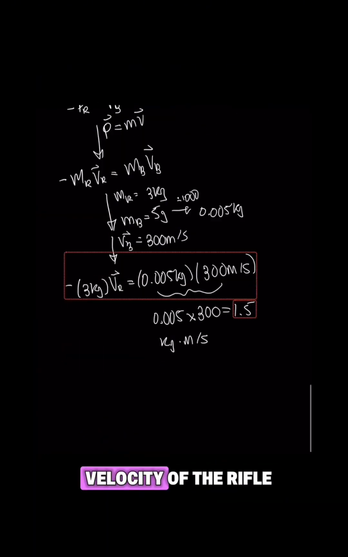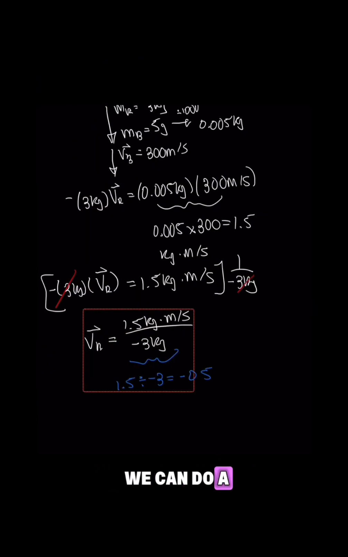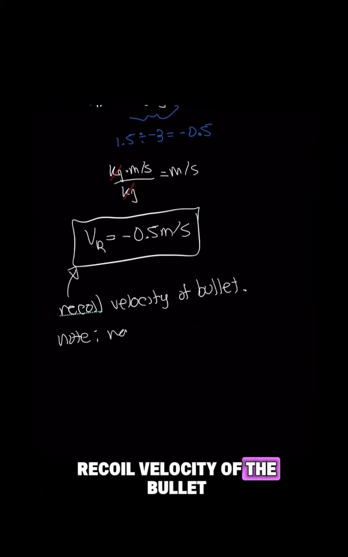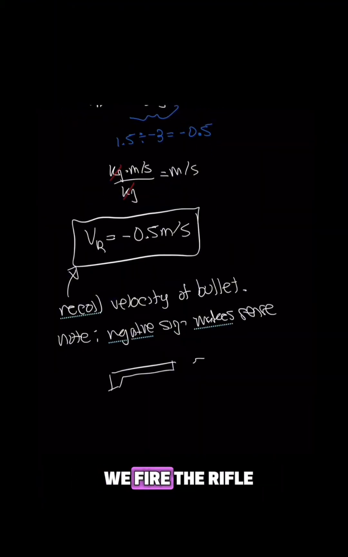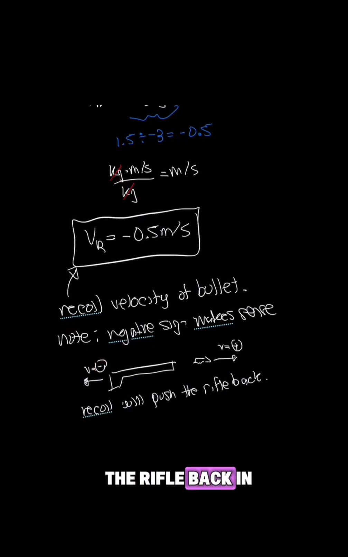So we can isolate for the velocity of the rifle by multiplying both sides by 1/3 kilograms. Do that, we get this expression. We can do a simple division of the amplitudes and units, and we get this final answer here. So this is the recoil velocity of the rifle. Now, the negative sign makes sense because when we fire the rifle, the bullet goes in the positive direction. It makes sense that the recoil will push the rifle back in the negative direction.